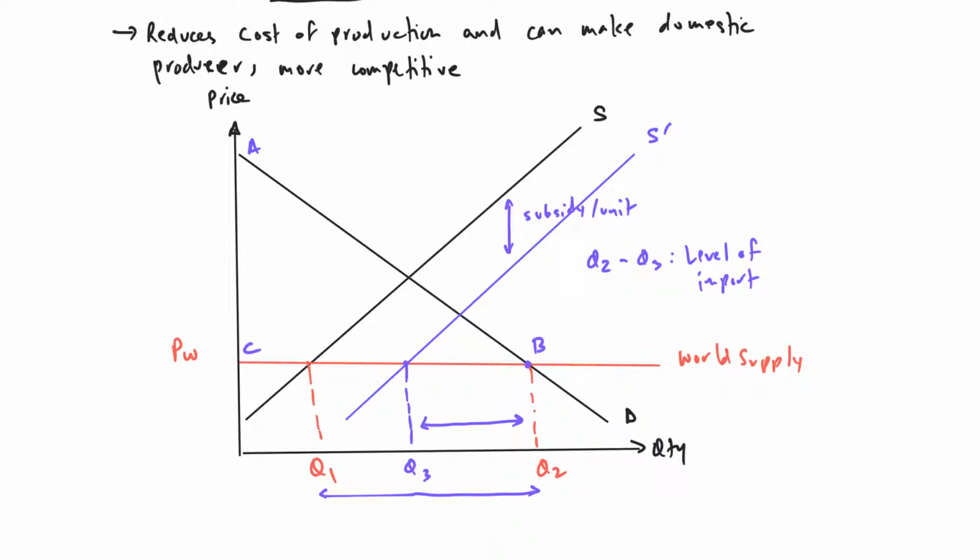Now, sometimes if you want to become an exporter, you may give a subsidy as large as this one. Don't draw this, but as large as this one. If you give a subsidy as large as this one, your price may go below the world price. Or you might give a subsidy equal to this one so that you also start to export along with domestic production. Or you stop imports from happening completely.